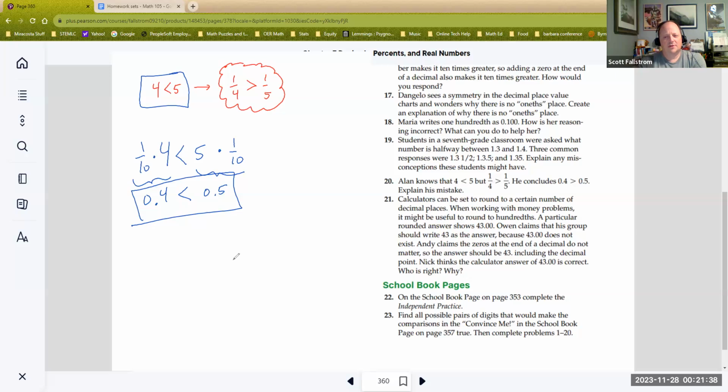Okay. We could also go back to the definition. 0.4 is 4/10. 0.5 is 5/10. When they have the same denominators, you simply compare the numerators. And we know that 5 is greater than 4, so 0.4 would be less than 0.5. Okay.